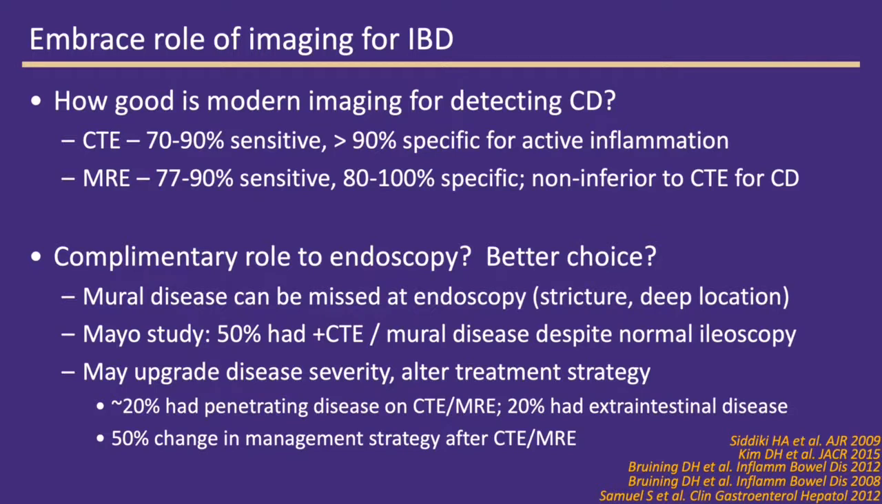So how good is imaging right now for detecting IBD and Crohn's specifically? Both CT enterography and MR enterography are highly sensitive and specific. You see the actual numbers listed here, both in the 80s and 90s percentages. And more recently, MR enterography was compared directly with CT enterography and shown to be non-inferior. So I think they're both very good imaging tests for this role.